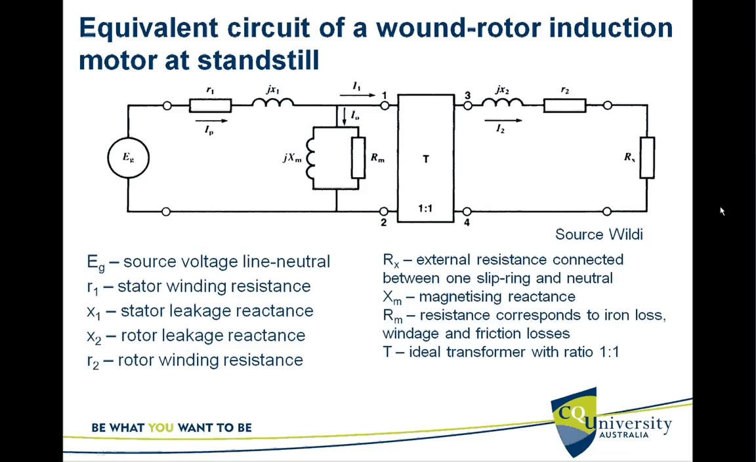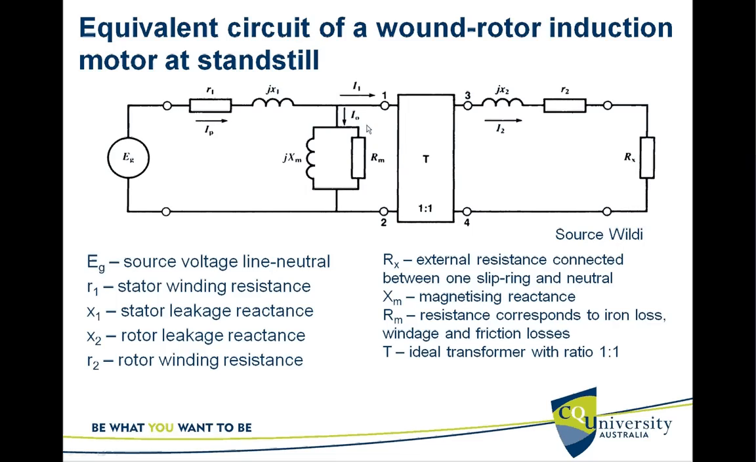So the equivalent circuit of a wound rotor induction motor at standstill can be represented from this kind of a circuit, where Rx is the external resistance connected between slip ring and the neutral, which means we are talking about a per phase circuit. And R2, this is obviously the rotor side. R2 is the rotor winding resistance per phase, and then jX2 is the rotor leakage reactance, and then T is an ideal transformer with turns ratio 1 to 1.